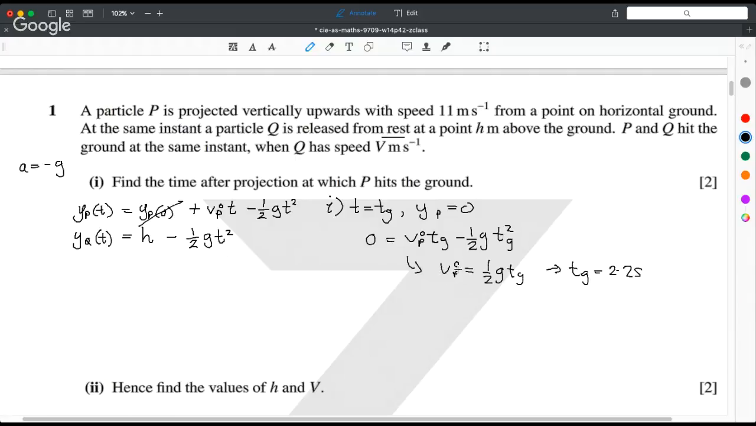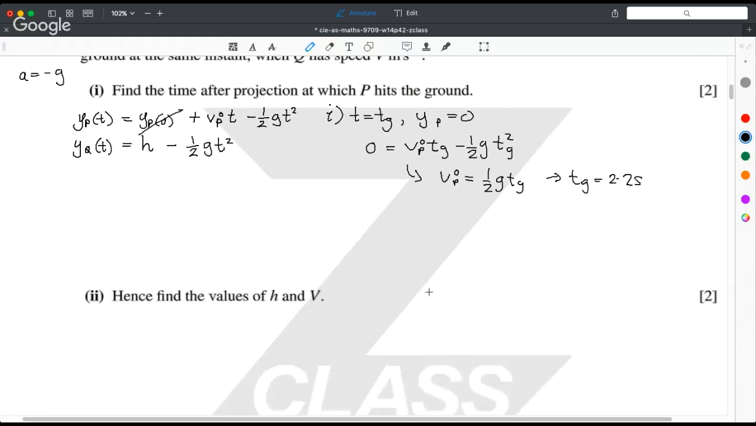and this gives us that tg is equal to 2.2 seconds, because we have the initial velocity, and we know what g is, about 10, so we can therefore solve for tg. Okay, and we can use these equations again for the second part.